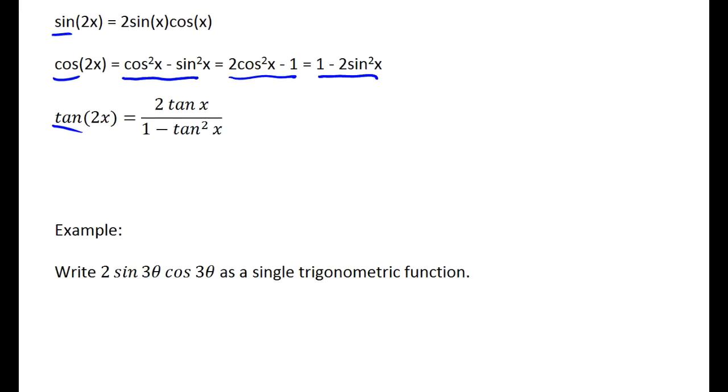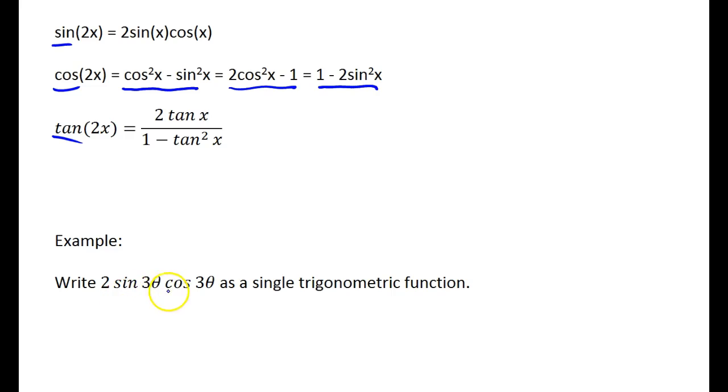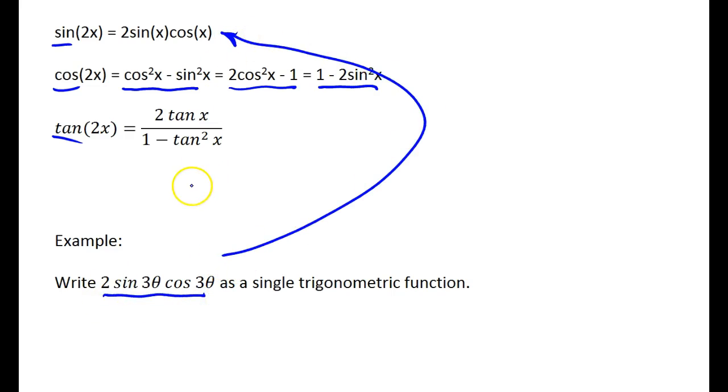Well, here's an example. Write 2 sine 3 theta cosine 3 theta as a single trig function. What does that look like? It looks like that one right there, except instead of having an x here, I've got a 3 theta. So instead of having a 2x here, I'm going to have twice 3 theta. And so this is equal to the sine of twice 3 theta, which is sine 6 theta.